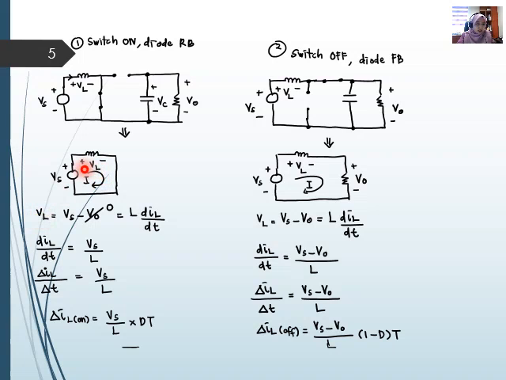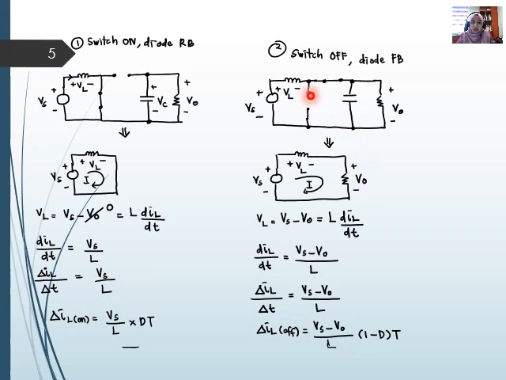Again, we will start the analysis with the voltage across the inductor. So VL will be equal to Vs, which is equal to L di over dt. We rearrange the equation, and it becomes delta IL when the switch is on equals Vs over L multiplied by DT. DT is delta t here, which is the period when your switch is on.